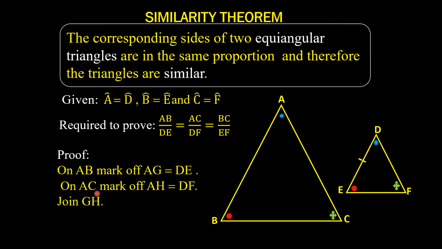On the line AB, we mark a point G such that AG is equal to DE. Again, on the side AC, we mark another point H so that the length AH will be equal to DF. Then we join GH. That is our construction. Now we come to the proof.